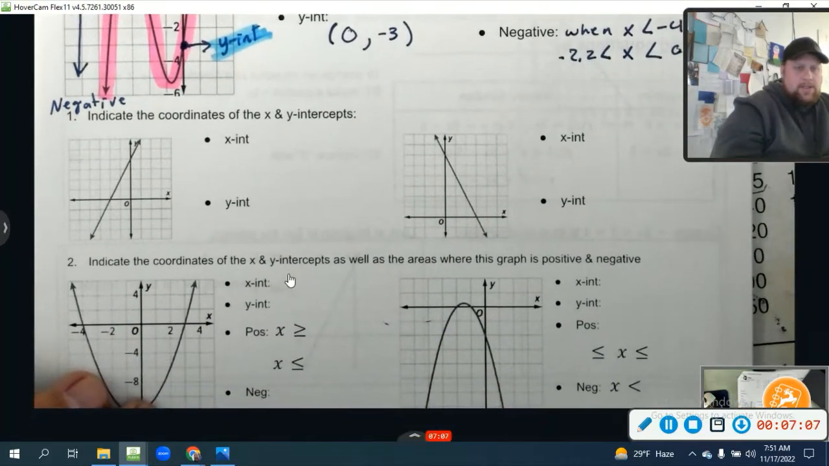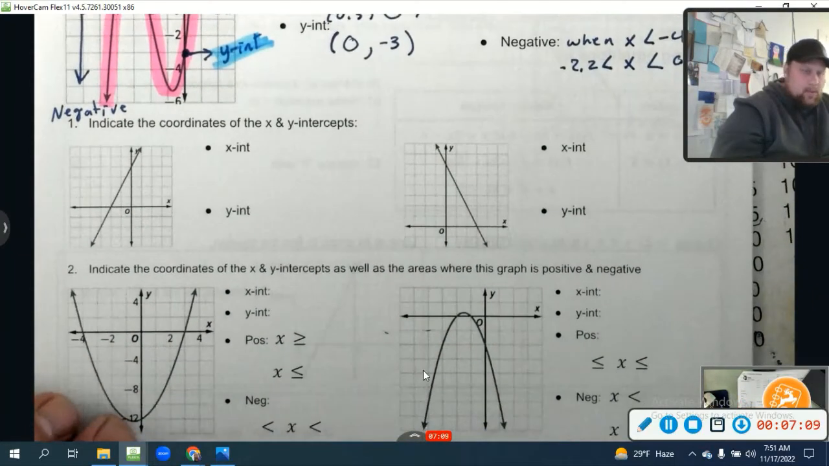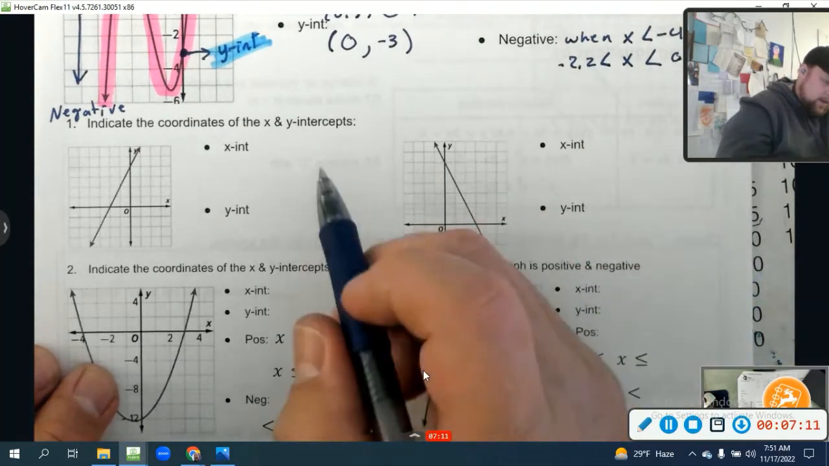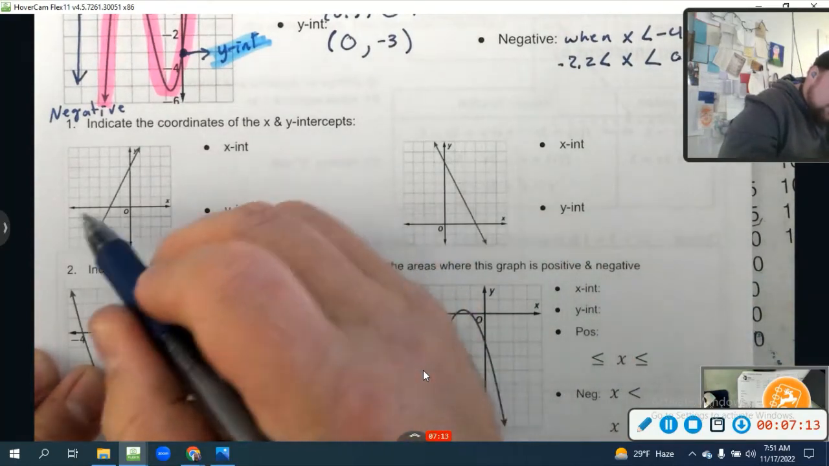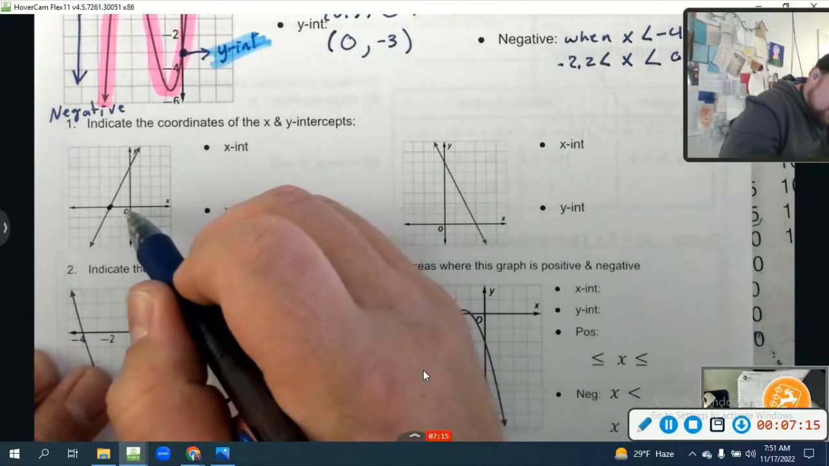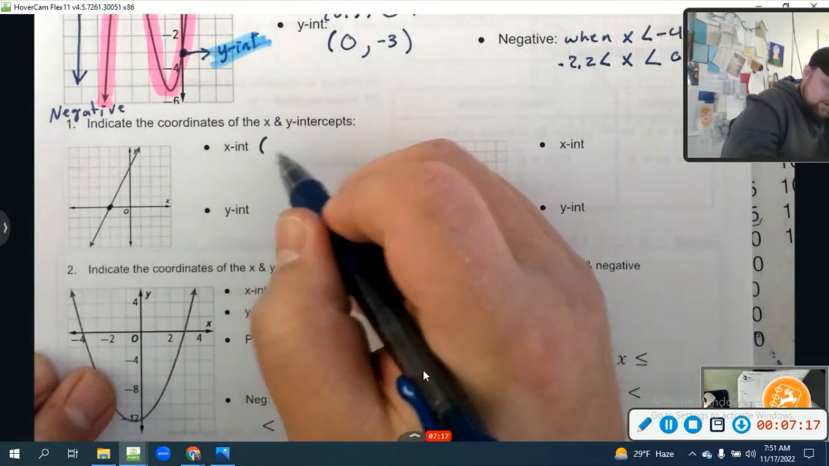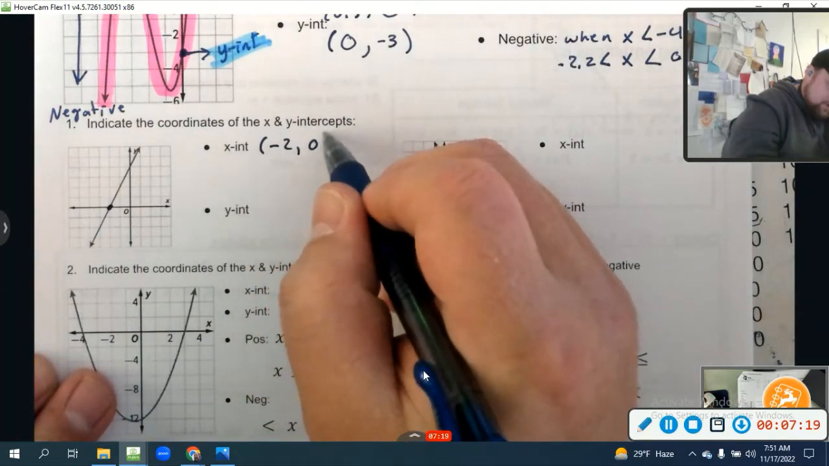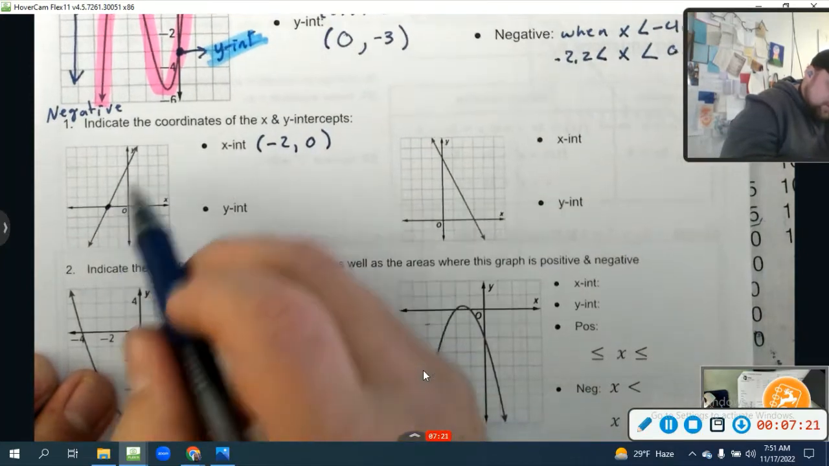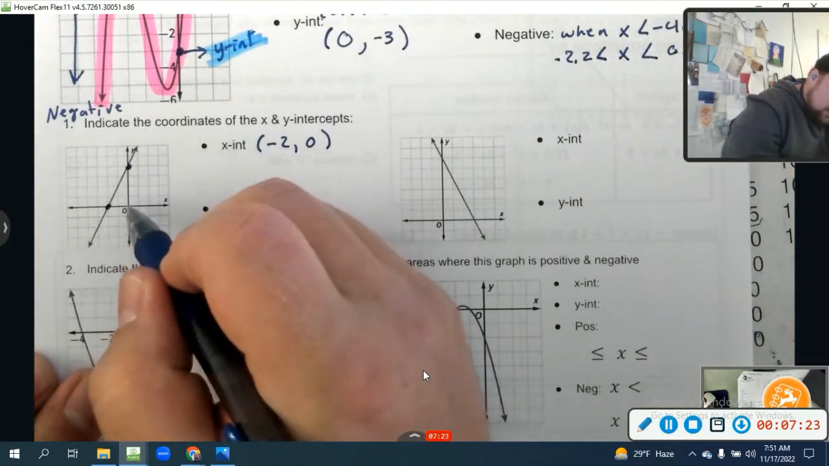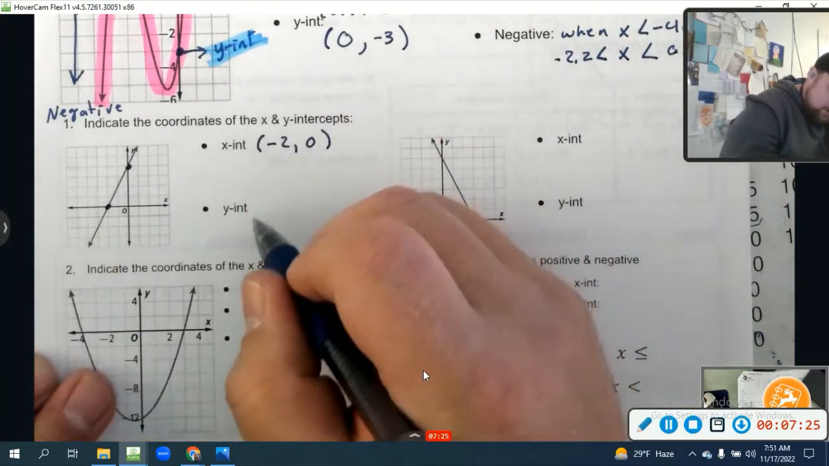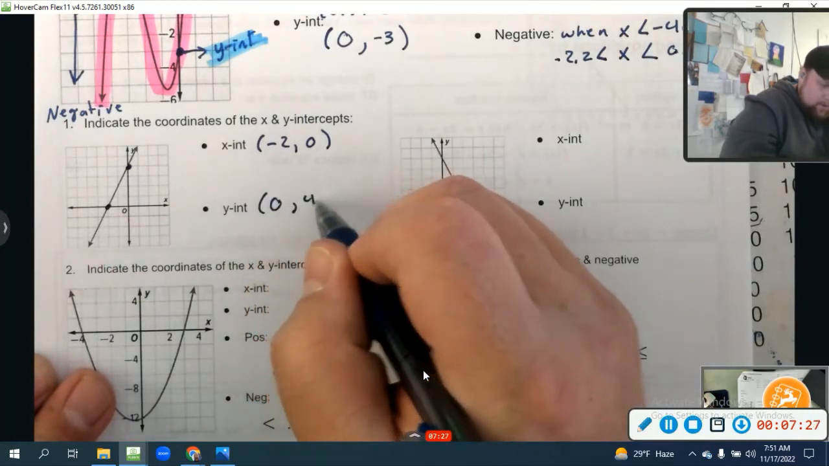Okay, moving on down here, it says indicate the coordinates of the x and y intercepts. So let's look. Our x-intercept is when it crosses the x-axis, which is at -2. So again, this is going to be at -2, 0. Where's the y-intercept? Right here where it crosses the y, and that's at 1, 2, 3, 4. So it's going to be 0, 4.